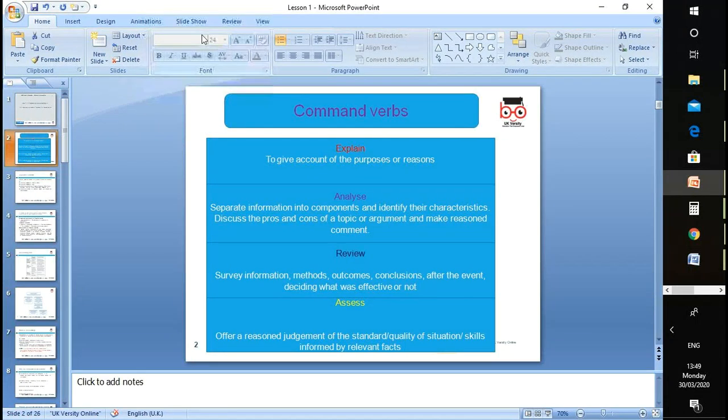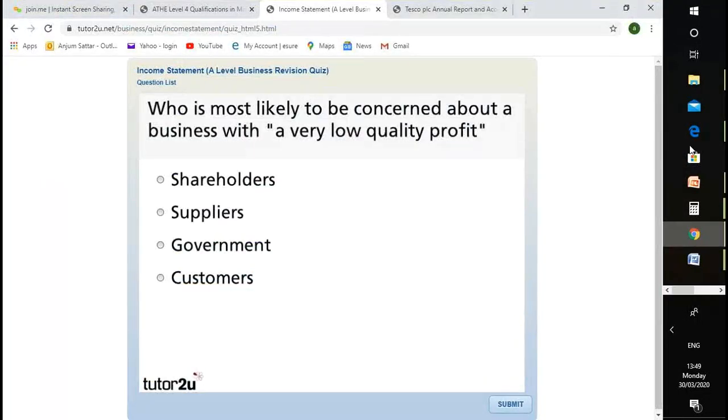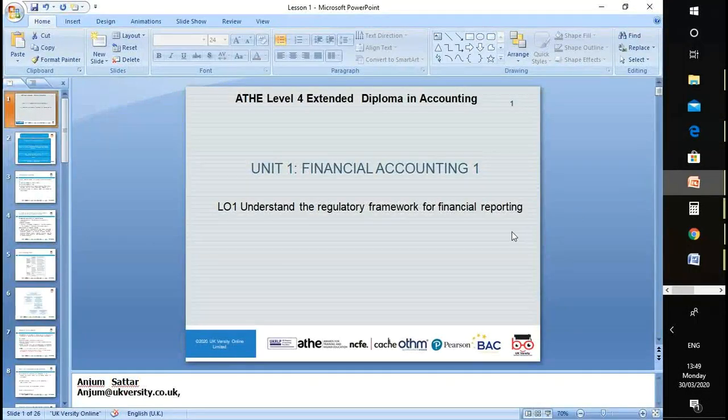So that's all for today. Today's lesson we learned about our LO1, and LO1 was about understanding the regulatory framework and reporting, what type of financial statements we prepare, and why we need to prepare them. All this we learned during this lesson. Anybody, any question?